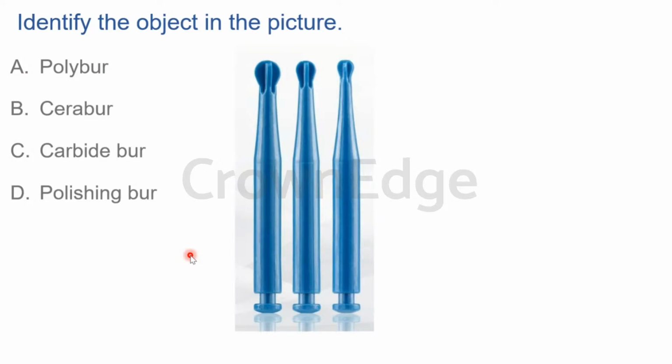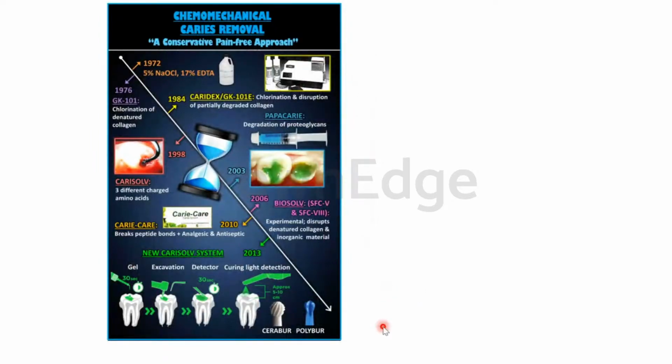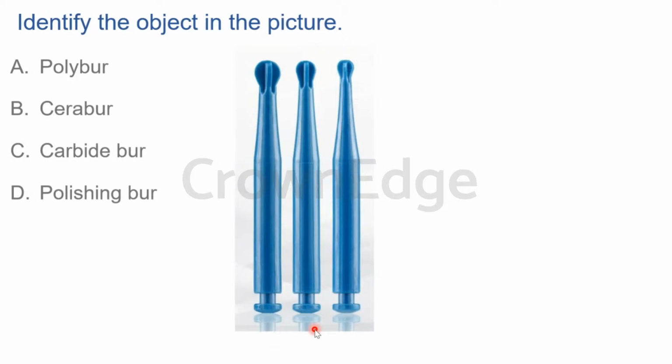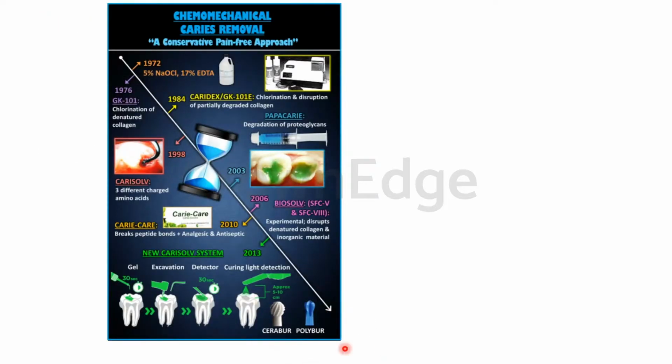Dia Sarkar is asking if it's a cerabur. We'll just wait. So we have this new Carisolv system which comes with a cerabur and a polybur. You can see the cerabur is white in color, looks more hard. The polybur is more plastic, looks blue in color. So we have Vaishnavi answering it's cerabur. Saransh thinks it's cerabur. So the object in this picture, I just showed you the photo right over here. I'm not sure if it's clear enough. You can see the cerabur is white, the polybur is blue.